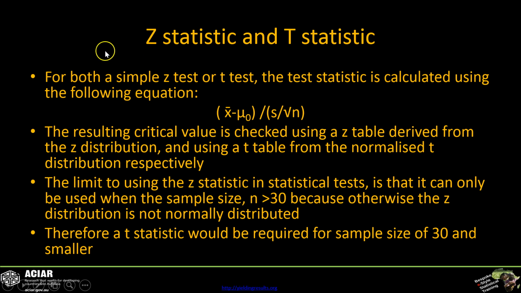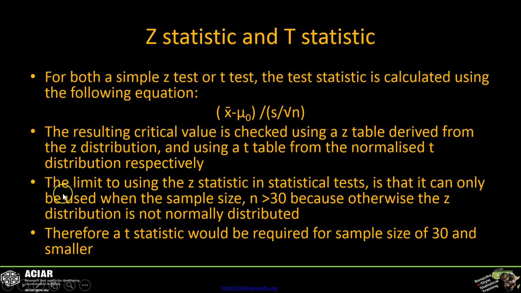Here's something about z-tests and t-statistics. For both a simple z-test or a t-test, the test statistic is calculated using the following equation, where you have your mean minus your hypothesized mean, which is divided by the standard error of that mean, so it's s over the square root of n. The resulting critical value is checked against a tabulated value, or a value that you can get through R, such as a z value, which is derived from the Z distribution, and we use a t-table from the normalised t to get the t distribution.